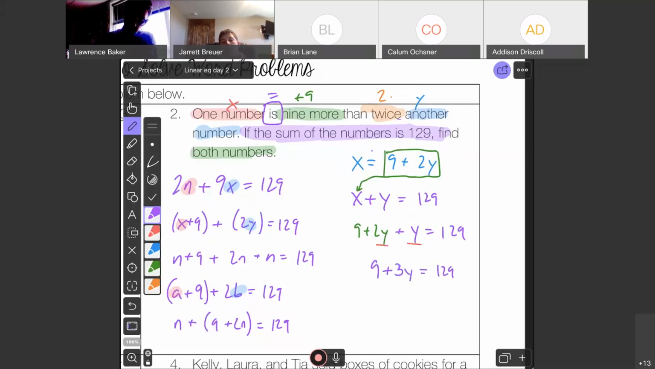And I wouldn't stress about this too much because this is not what your homework's going to be like. But again, the setup is the really important part that you need to be focusing on. How did we set the problem up? Not that you're going to have to do any substitution methods, stuff like that. And then I'll subtract 9. 3y equals 120. Divide by 3. So y would be 40.